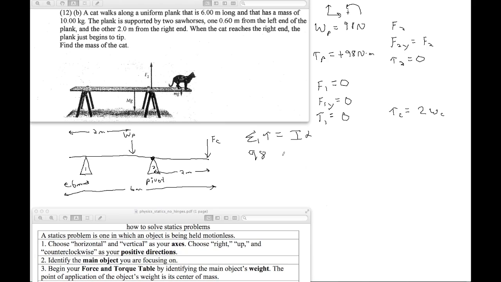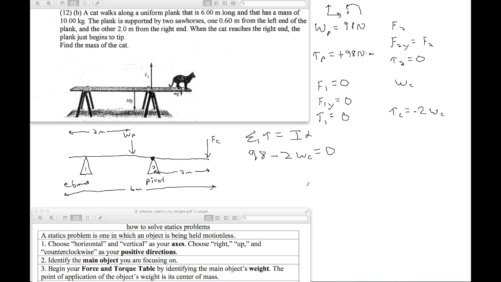Can you say that one more time? If we write the sum of the torques equation, we have 98 newton meters from the weight of the plank minus 2 meters times the weight of the cat equals 0. Good. So it's good that you saw this torque would be negative. Good. And so now we can find the weight of the cat.